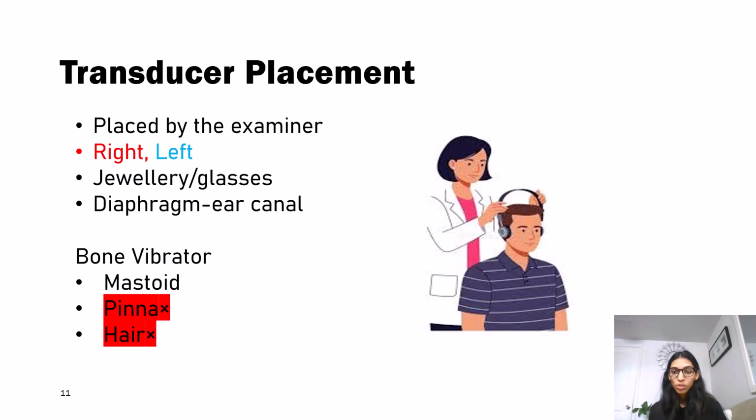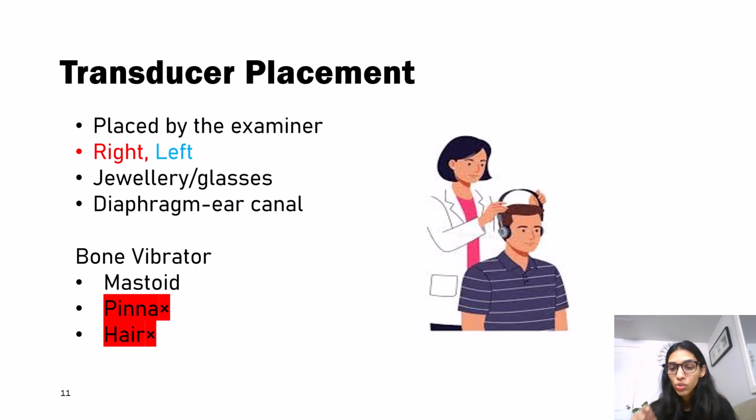Then coming to transducer placement, when you are placing the transducer, it has to be done by the examiner to ensure that a correct placement is obtained. And headphones or earphones are color coded. So red goes to the right side, blue goes to the left side. And while placing, if there are any earrings or any jewelry or spectacles, anything which can prevent us from putting the headphone properly, you can ask them to remove those.